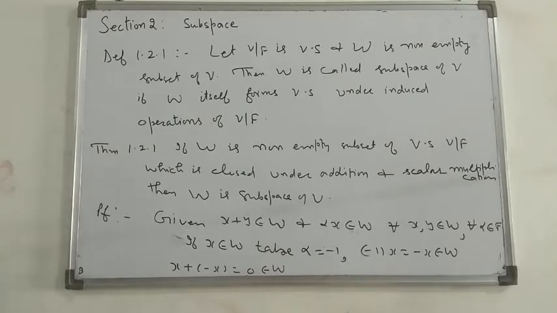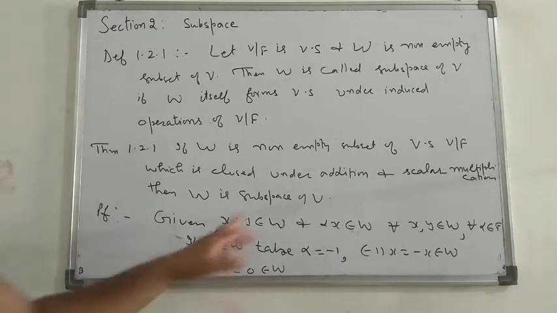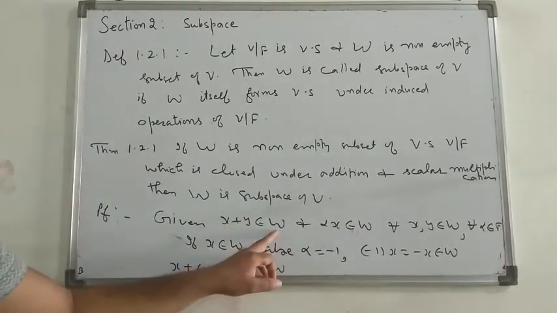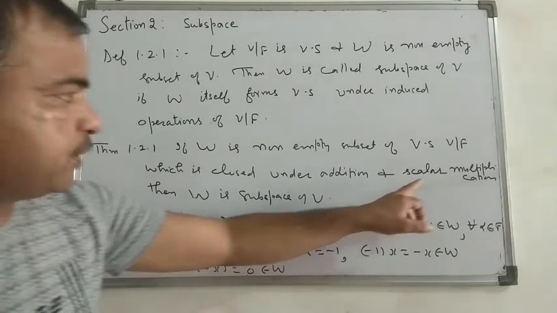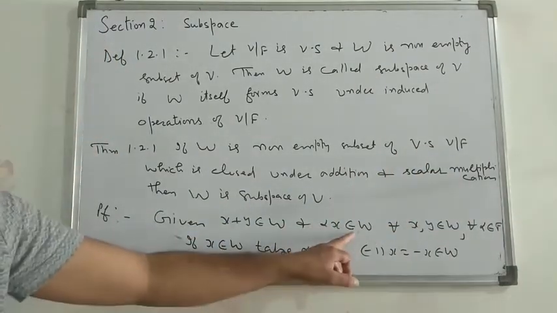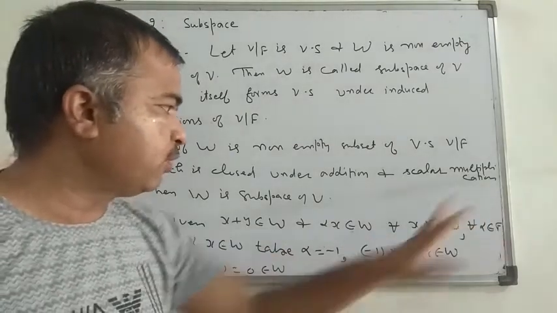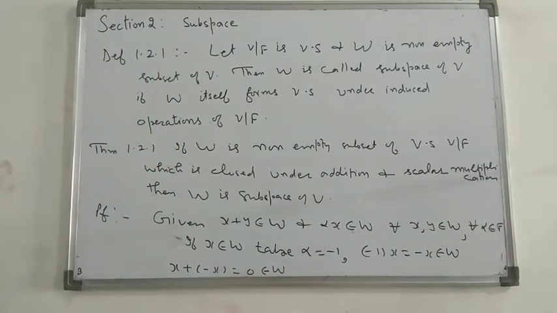Theorem 1.2.1: If W is a non-empty subset of vector space V over F, which is closed under addition and scalar multiplication, then W is a subspace of V. Proof: We are given W is closed under addition, meaning x plus y belongs to W, and W is closed under scalar multiplication, meaning alpha x belongs to W, for every x, y belonging to W and for every alpha belonging to F. These two properties are satisfied.